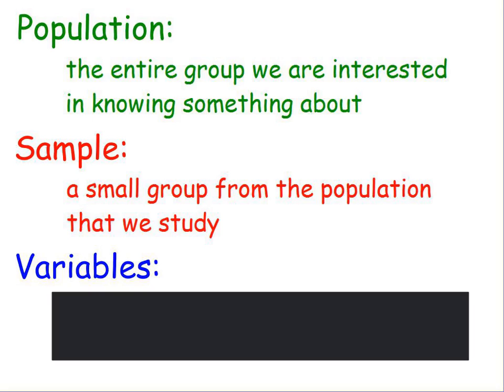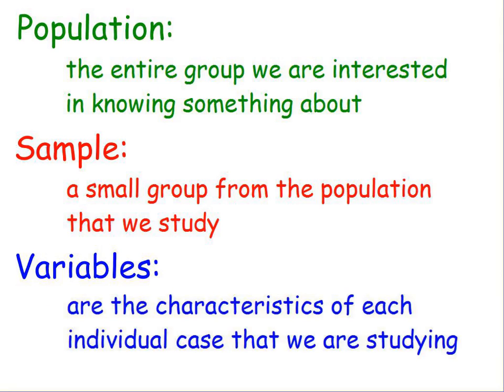And variables, which we've already heard briefly explained, but this is to be more specific. The variables are the characteristics of each individual case that we are studying. So they are the what's. What is your age? What is your height? What is your weight? What is your gender? Again, if we're talking about people.